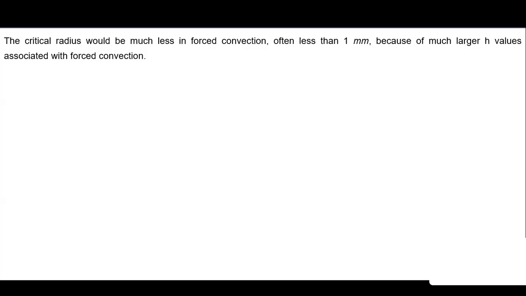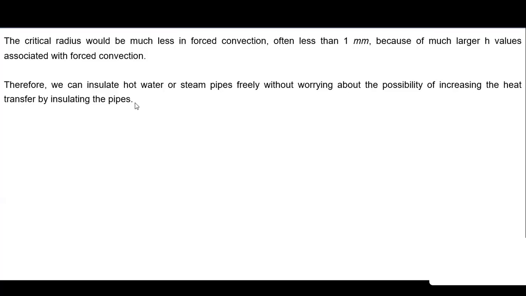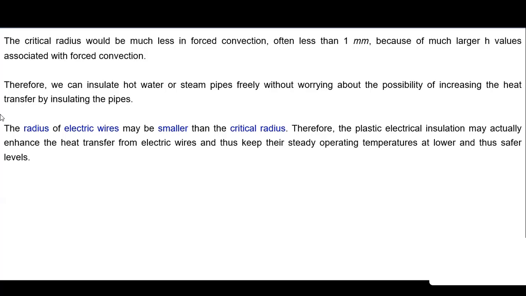Because of the much higher values of h associated with forced convection, we can insulate hot water or steam pipes freely without worrying about the possibility of increasing the rate of heat transfer by insulating the pipe, because the radius is normally more than the critical radius. But the radius of electrical wires may be smaller than the critical radius, because electrical wires have very small diameters.